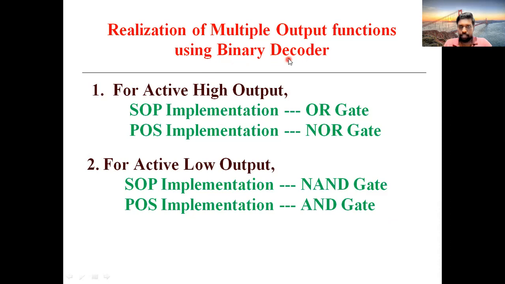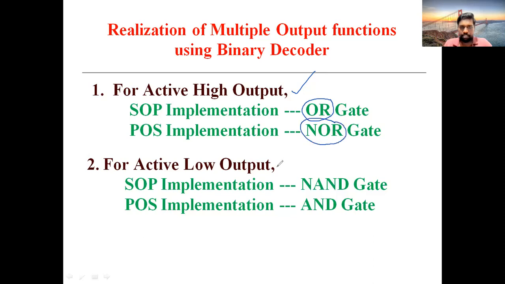Suppose your decoder consists of active high outputs, and if you want to implement an SOP equation, you should use OR gate. The points you should note down: under active high output, when an SOP equation is to be implemented, OR gate is to be used. Under the same active high output condition, if POS is to be implemented, NOR gate is selected.